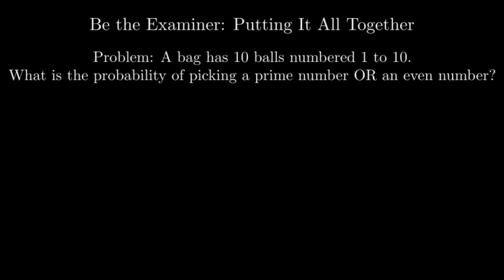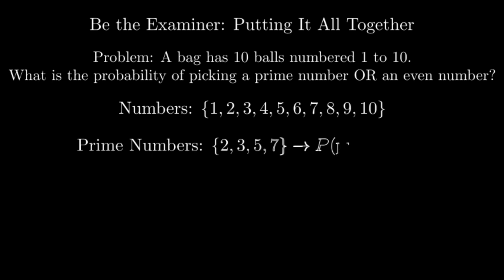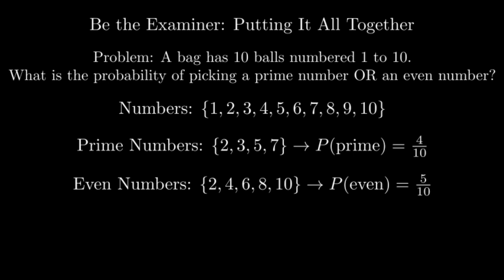First, let's identify our events and their probabilities. Event A is picking a prime number. Event B is picking an even number. The prime numbers between 1 and 10 are 2, 3, 5, and 7. There are 4 of them, so P(prime) is 4/10. The even numbers are 2, 4, 6, 8, and 10. There are 5 of them, so P(even) is 5/10. The question asks for P(prime or even).